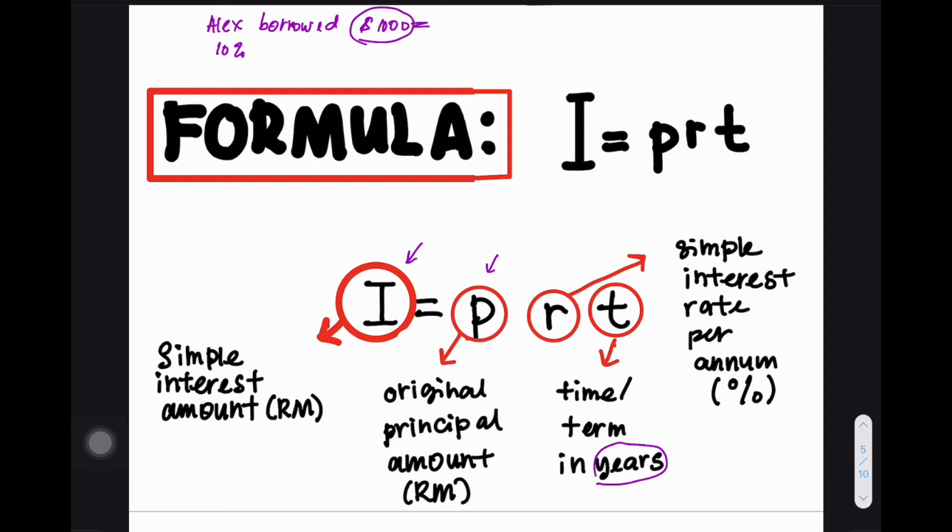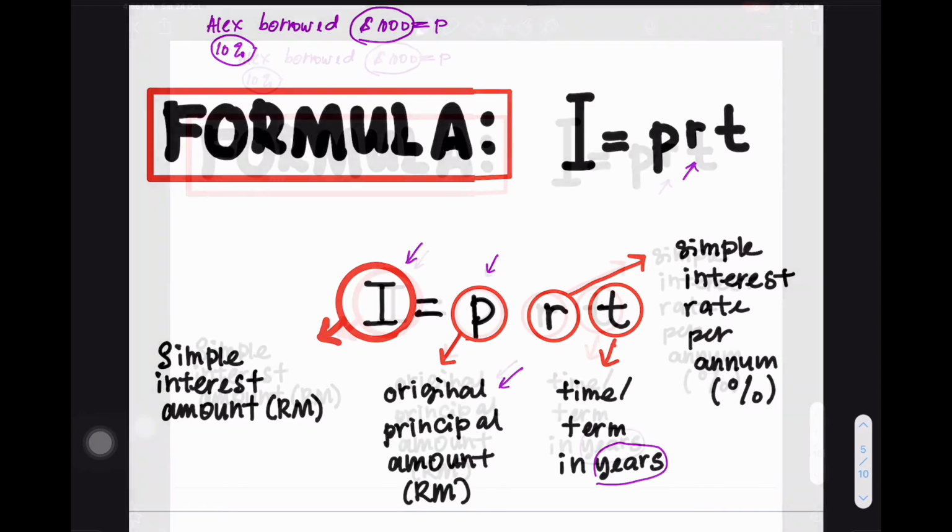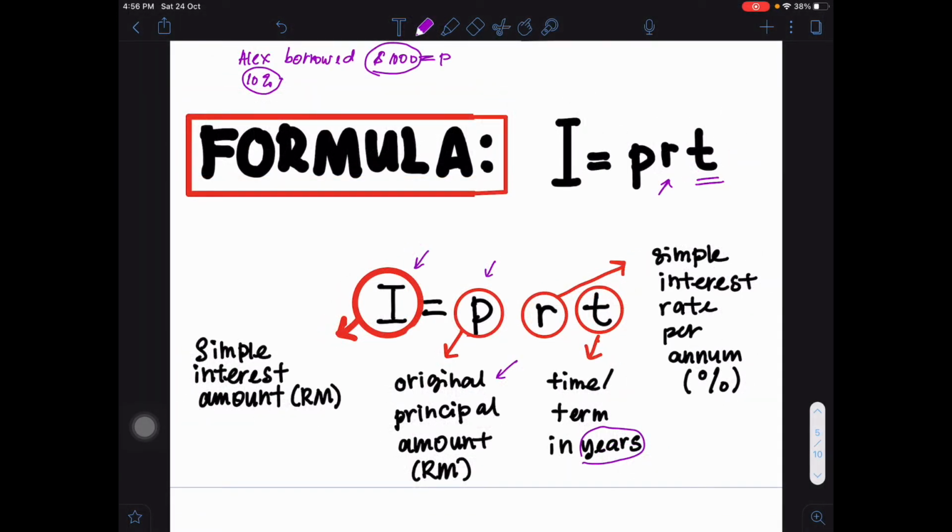1,000 ni adalah P, iaitu principal amount. Okay, principal amount, capital ataupun face value. 10% ni apa? 10% ni adalah R ataupun interest rate. Dan T ni adalah tempoh berapa lama Alex meminjam. Okay, let's say kita nak cakap Alex meminjam for 4 years.